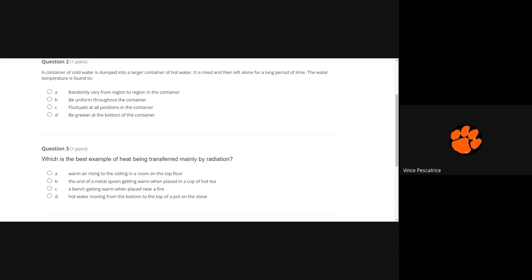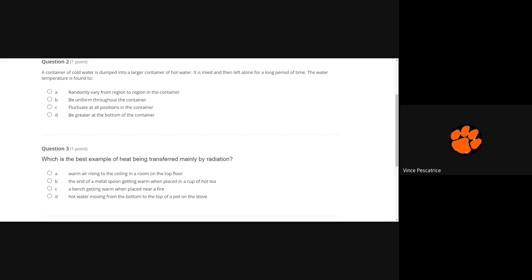Right? All right. A container of cold water is dumped into a larger container of hot water. That should say mixed. It's mixed and then left alone for a long period of time. The water temperature is found to be... Okay, so the water is going to transfer energy until it reaches an equilibrium, which is where the temperature is the same throughout. So you've probably all experienced this, whether you've got in a bathtub or a swimming pool and someone's added warm or cold water to it.